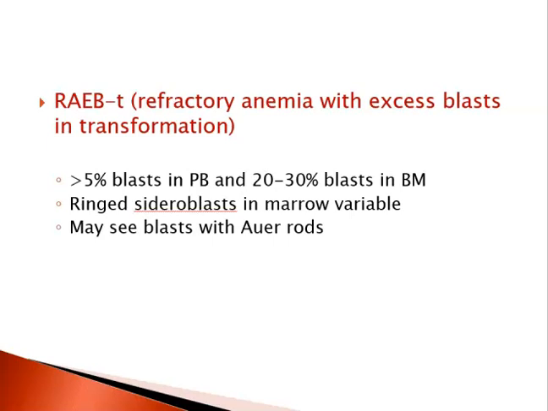The next category is RAEBT, which is the refractory anemia with excess blast in transformation. This one you have greater than 5% blast in peripheral blood. You have 20 to 30% blast in bone marrow. You have the ring sideroblasts in bone marrow that's variable, and you may see blast with Auer rods.